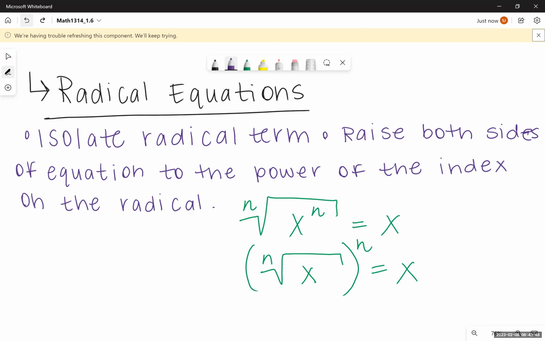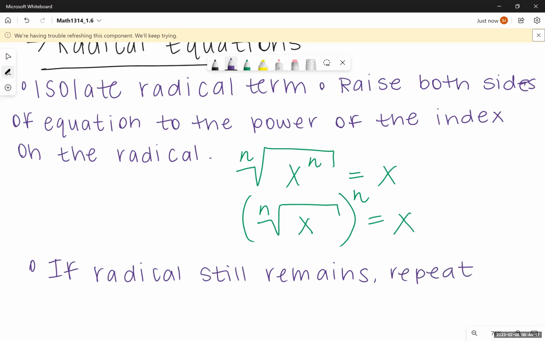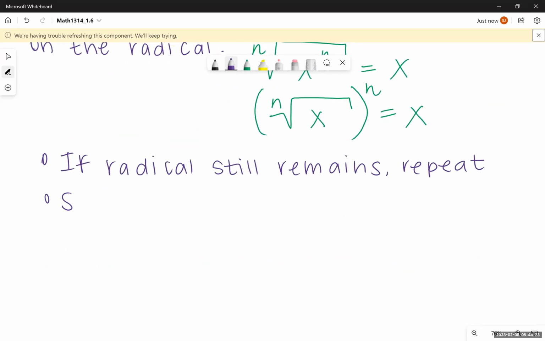And then once I've done that, we would just solve it, right? But there's one little step right here that we need to put: if a radical still remains, we have to repeat those steps again. If a radical still remains, repeat. Okay, if a radical does not remain, basically all you notice is that you have a quadratic. I'm sorry, I don't know why I said linear. You end up usually having a quadratic equation in some kind of way, shape, or form.